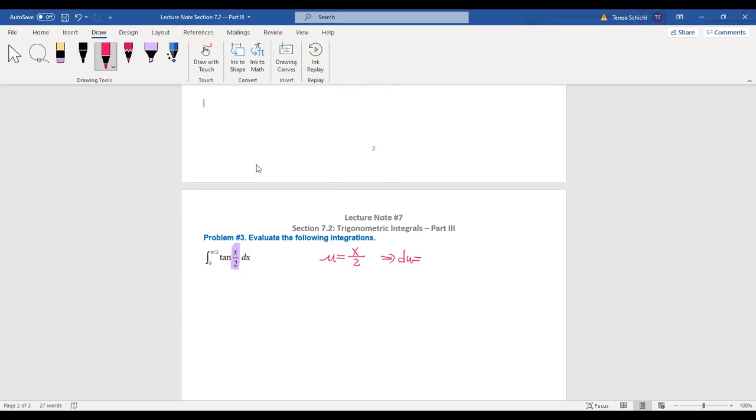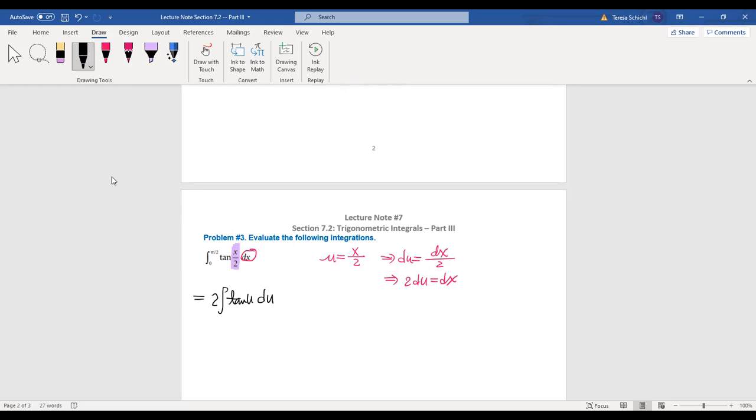Now I will have du equal to dx over 2. Here I only have a dx, so I can move the 2 over, so 2 du is equal to dx. Now I can put the 2 here, and then this is 2 times tangent u du.